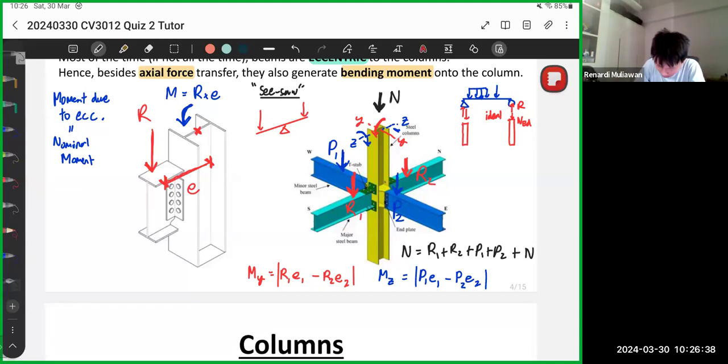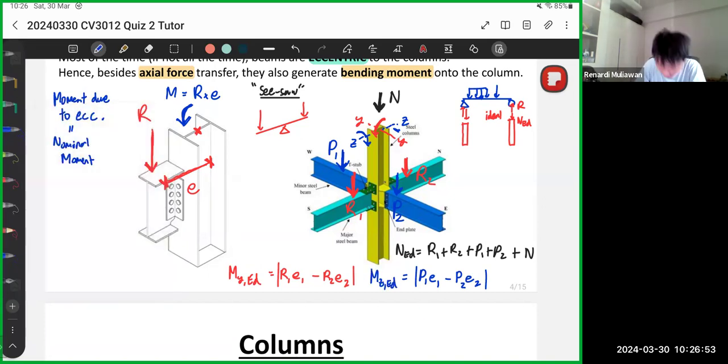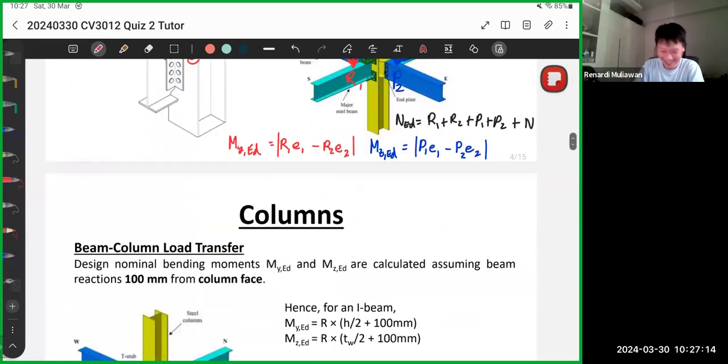Okay, this one I'll label NEd, so it's clear. I'll also label this MyEd, and the other one is MzEd. So if you notice, MyEd and MzEd only care about the current level, while the normal force also takes account of the levels above. So this is something to take note of. I'll show it again later.